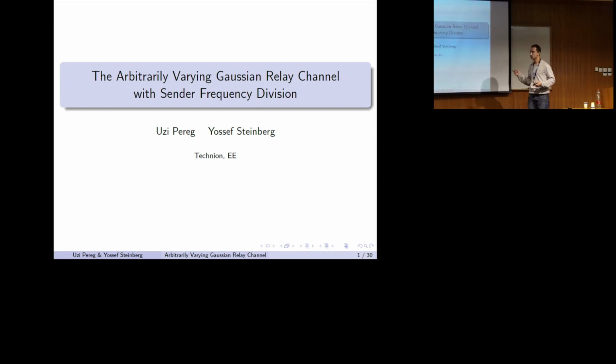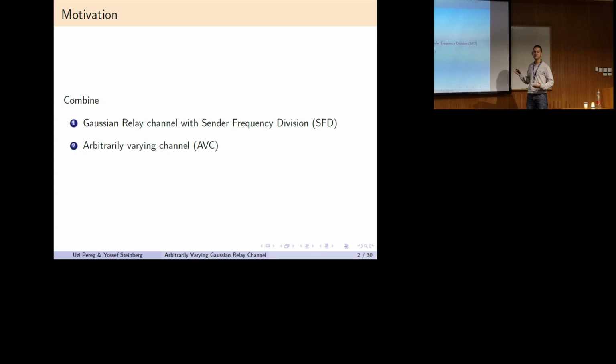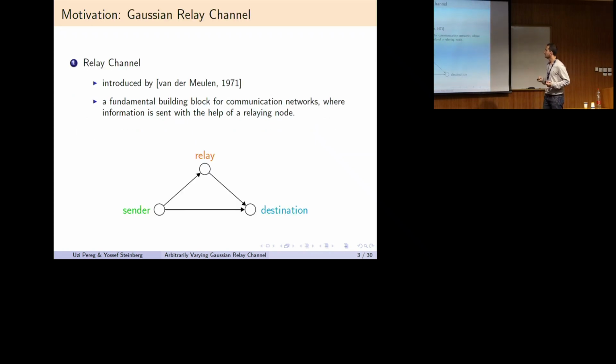Okay, so this is a joint work with my advisor, Yossi Steinberg, on the arbitrarily varying relay channel with sender frequency division. This combines two models: the Gaussian relay channel with sender frequency division, we'll see what that is, and the arbitrarily varying channel, the AVC. The relay channel was introduced by van der Meulen.